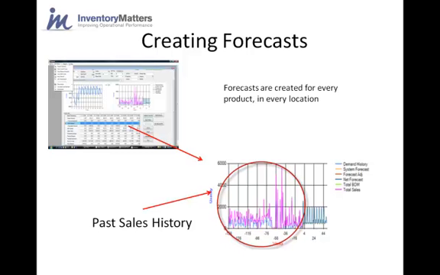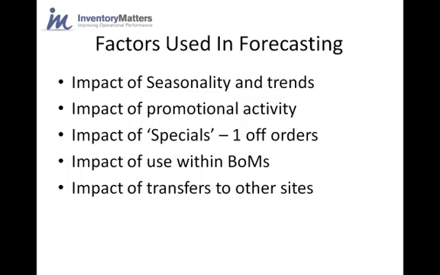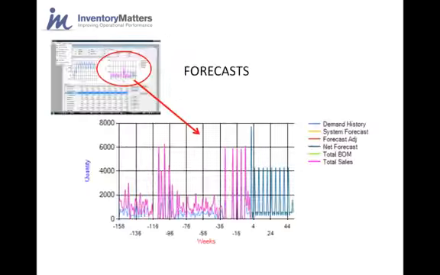OMS does this by generating a usage forecast for every product based on past history. OMS uses this past history and can take into account the impact of seasonality and trends, or promotional activity, the impact of specials like one-off orders, the use of a product within bill of materials, and the impact of transfers to other sites. OMS gathers up all this information, applies some sophisticated forecasting algorithms, and develops the most appropriate forecast for each and every product. This forecast is then displayed in the main viewer screen.